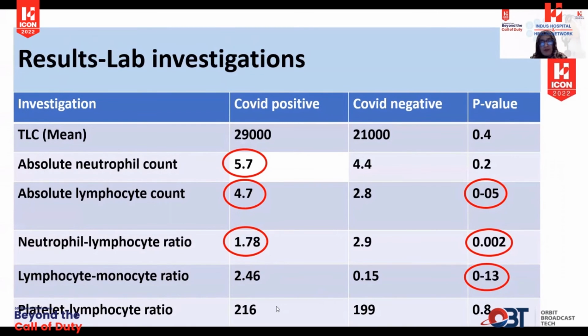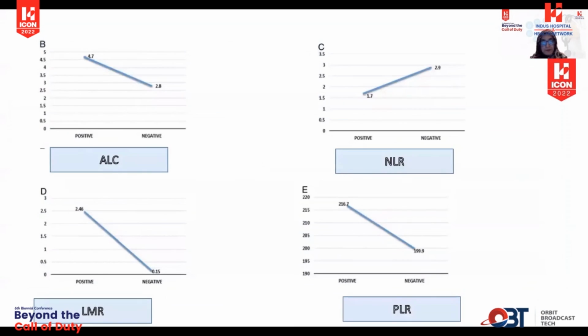The PLR ratio was also raised, but not significantly raised. This is represented graphically also, that both groups, positive and negative, had malignancy. But if you look at the ratios and the absolute leukocyte count, then we see that the ALC, the LMR ratio, and the PLR ratio show a trend towards rise when we came to the COVID positive group. Whereas the NLR ratio declined when we moved towards the COVID positive group.